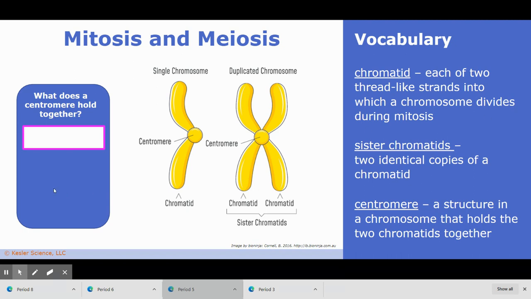So our question over here on the left, what does a centromere hold together? You should pause the video now and answer the question.